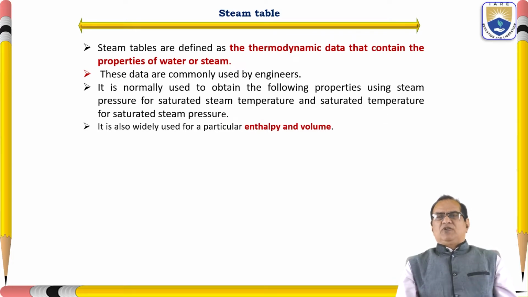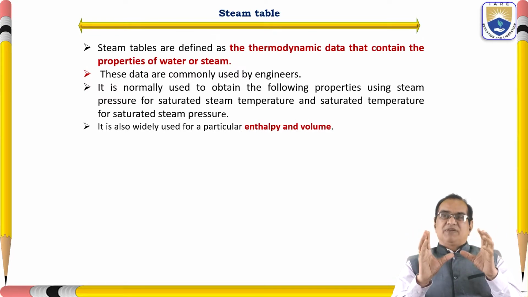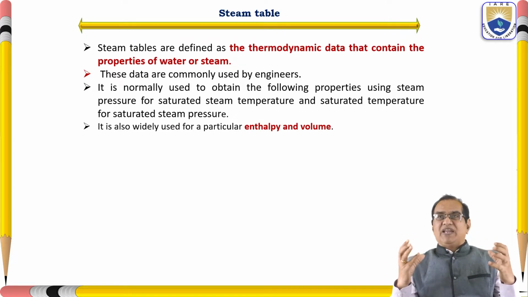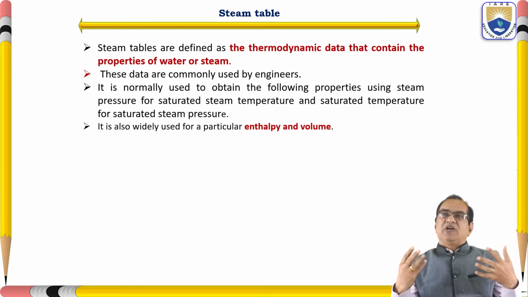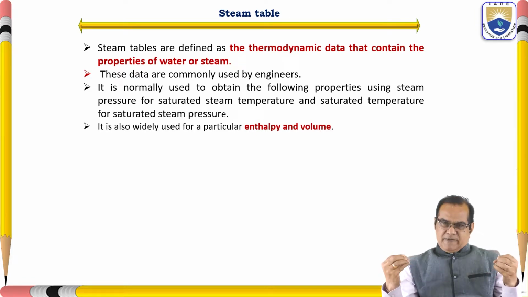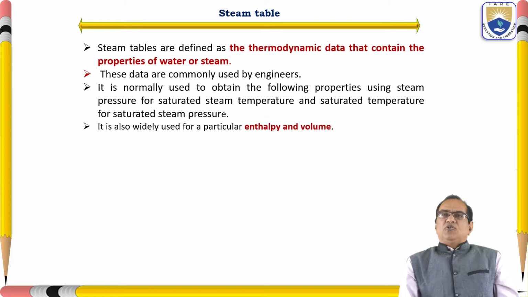So, the steam table. What is the steam table? Steam tables are defined as the thermodynamic data that contains the properties of water or steam. Only the steam table is discussed here, but there are other tables also, as I told you. Steam tables give the pressure, specific volume, saturation temperature, and vapor temperature; I will show all these things in due course in my next slides. These data are commonly used by engineers.